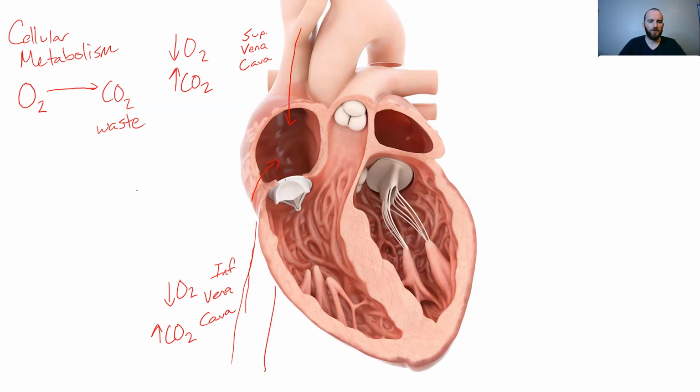So oxygen is used, carbon dioxide is wasted. So we could say, again, it's deoxygenated blood. It's referencing the low oxygen levels. And we could say it's hypercarbic blood, right? High carbon dioxide levels. Hyper is high, carbic, or capnic. Hypercarbic or hypercapnic. We'll talk about carbon dioxide levels.